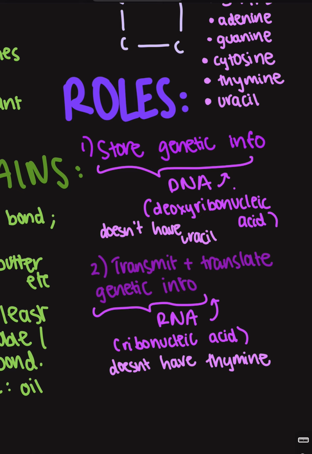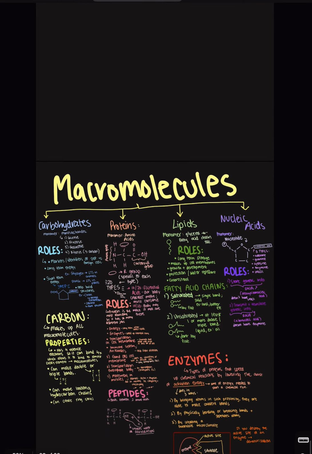The second role of nucleic acids is that they transmit and translate genetic information. This is done in RNA, or ribonucleic acid, which does not contain thymine. That's when they transmit and translate the genetic information into something that the body can read and then turn into stuff. So those are the macromolecules.